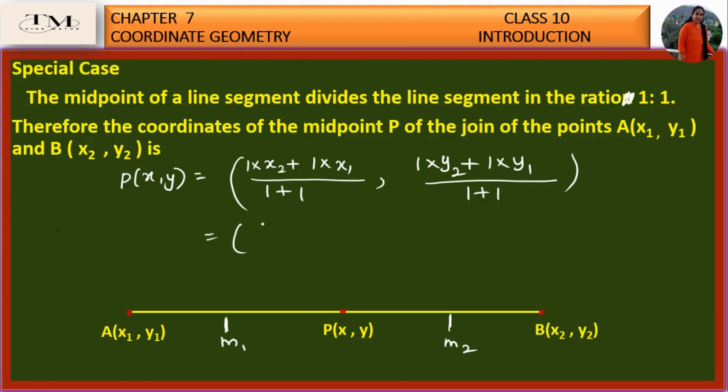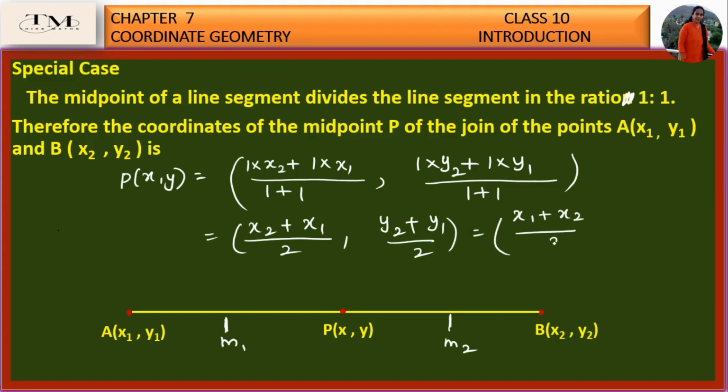So what is that? 1 into x2 is x2. 1 into x1 is x1 divided by 2. Here 1 into y2, y2. 1 into y1, it is y1 divided by 2. So this can also be written as x1 plus x2 divided by 2, comma, y1 plus y2 by 2.